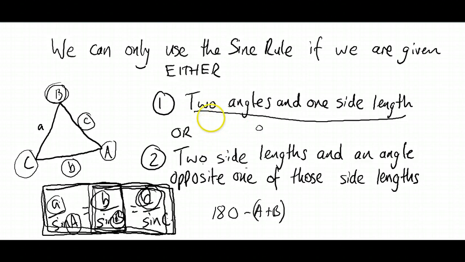Okay, as we'll see, the exceptions to this rule, the situations where we can't use these pieces of information to find and solve the missing parts, that's going to be when we need the other rule, which is the cosine rule. So in these situations we can use the sine rule. In those other situations we'll see later, we can use a different rule to solve the triangle.